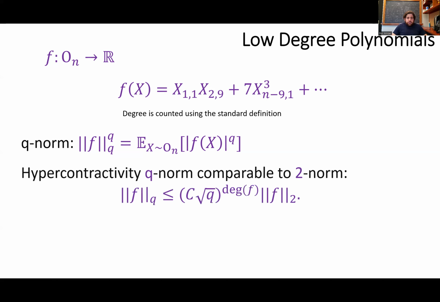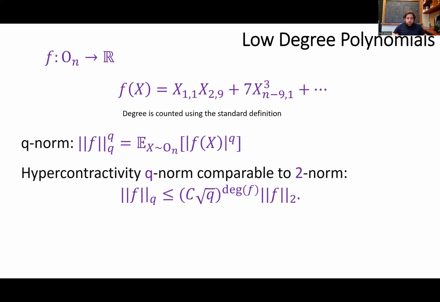So hypercontractivity, namely what we want to establish, is an inequality of the form that the Q norm of a low-degree polynomial f is not much more than the 2 norm of that polynomial f. I'm not going to get into the details of exactly what this bound is like, but for us it's important to get the right quantitative dependency on the norm Q as well as on the degree of f. So it's really important for us that we get this comparison between norms of this form.